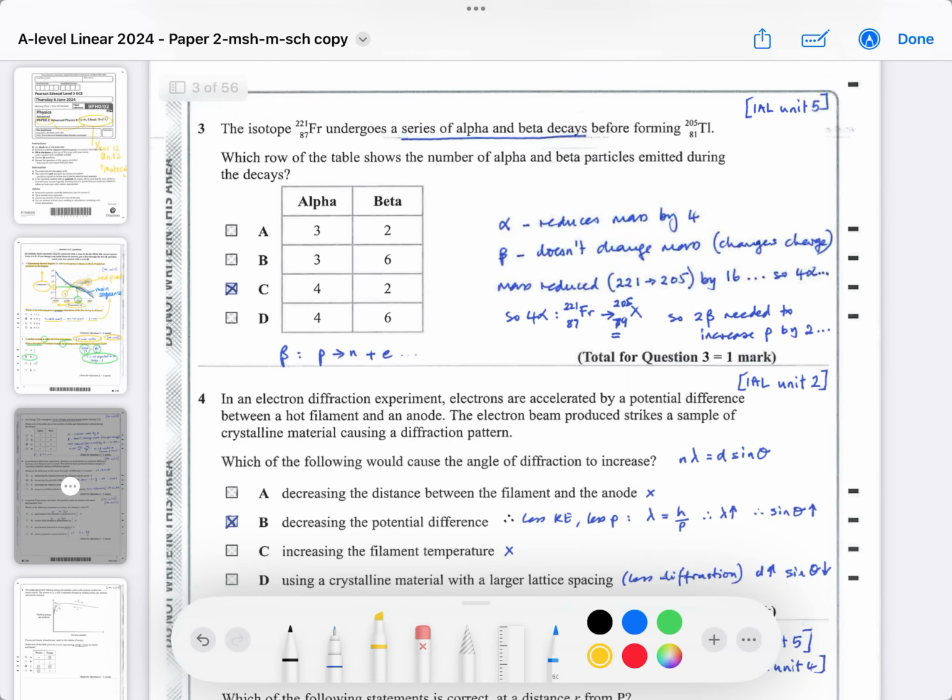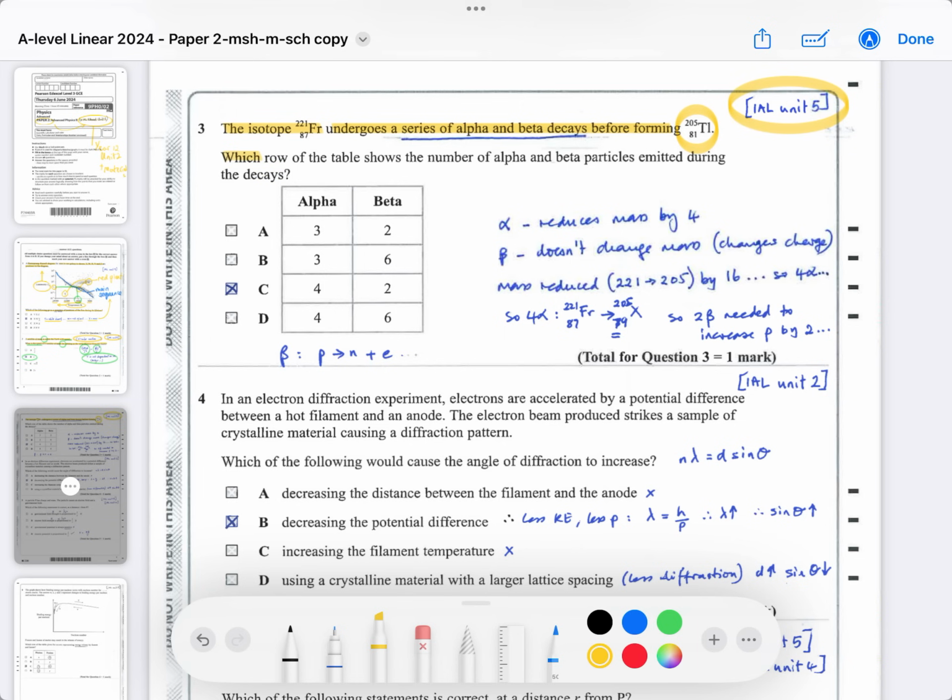The next question is about an isotope, francium, which undergoes a series of alpha and beta decays before forming an isotope of tellurium, I think it is. So again, this is a Unit 5 question.